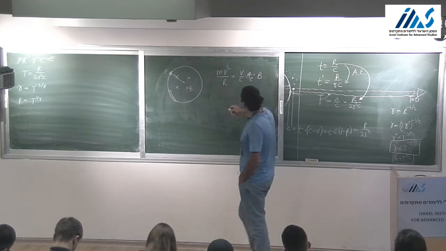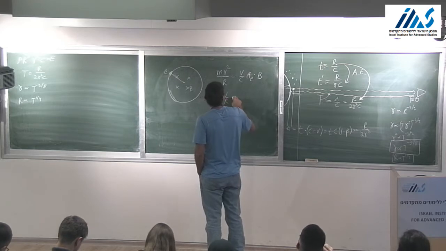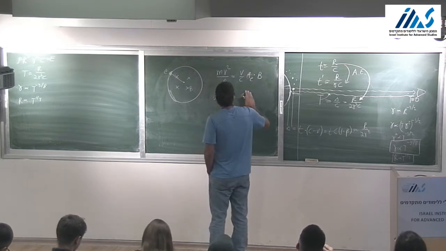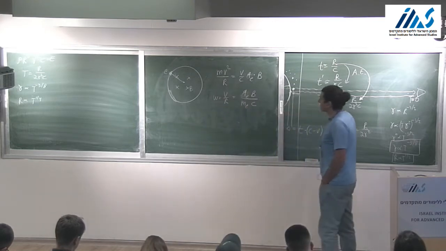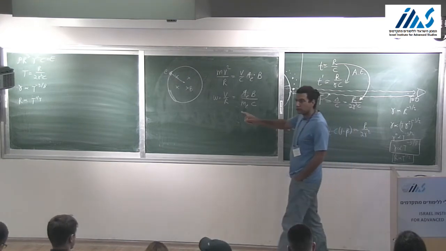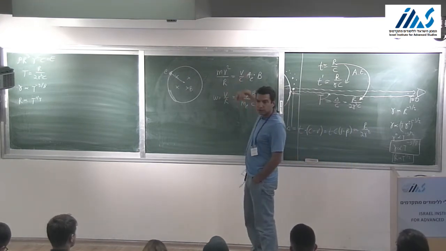the frequency of rotation, V over R, which we call omega, is QE B over M electron C. So when you specify it like this with omega, the velocity of the electron does not appear in the answer.